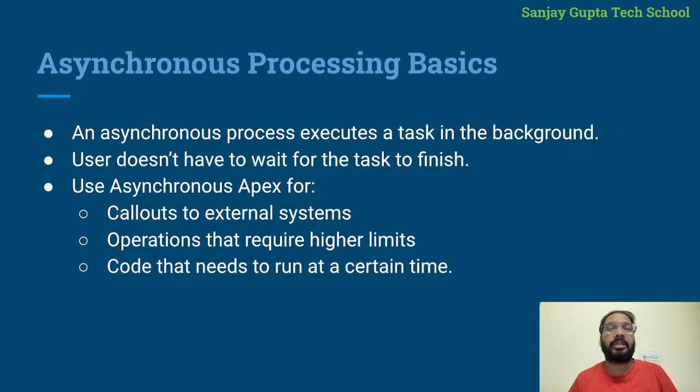So in integration, basically we prefer asynchronous processes. Then operations that require higher governor limits, in that case also you can prefer asynchronous process. And code that needs to run at a certain time. It means if you want to schedule your Apex code, for that also you can leverage the functionality of asynchronous processing, right? So these are a few factors or areas where you can use asynchronous process, right?